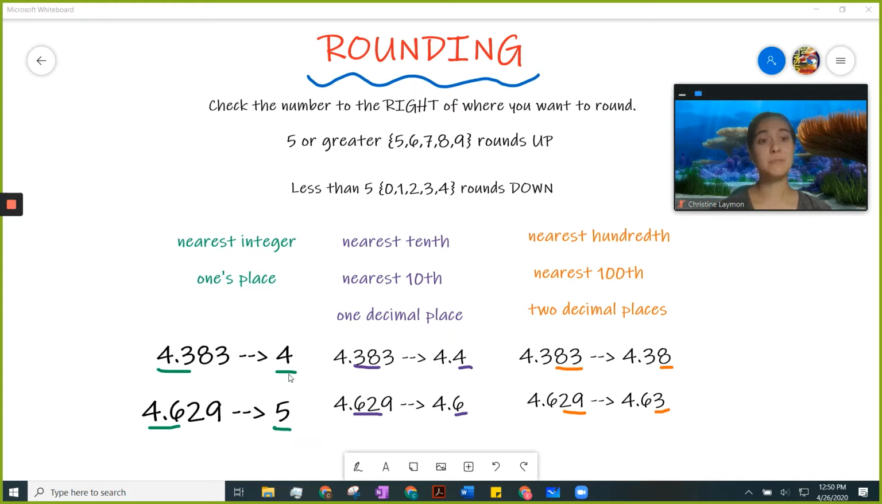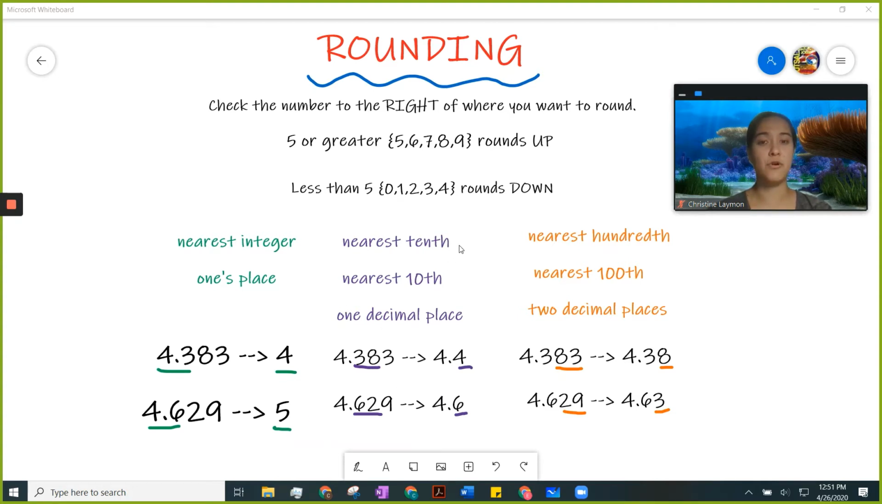Another way to think about this is that I have $4.38. I'm rounding down to just $4. Let's say I have $4.62, or in our case, all we care about is the 4.6. This 6 is greater than 5, so it rounds us up to $5, or just the number 5.